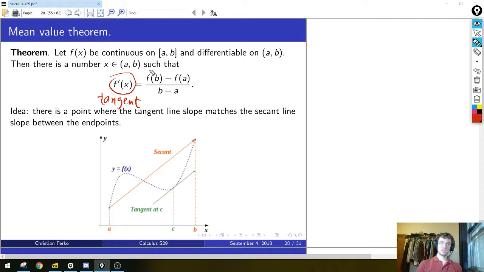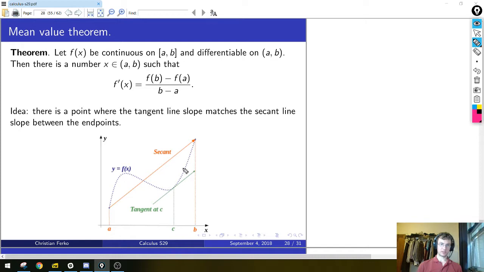is equal to, now this is not a derivative, this thing on the right side is just the ordinary secant line slope between the two endpoints, right? a and b are the two endpoints. So this is the secant line slope. This is literally just the slope of the line you get by connecting the two points on the curve at those endpoints. So I've drawn that a little more clearly below.